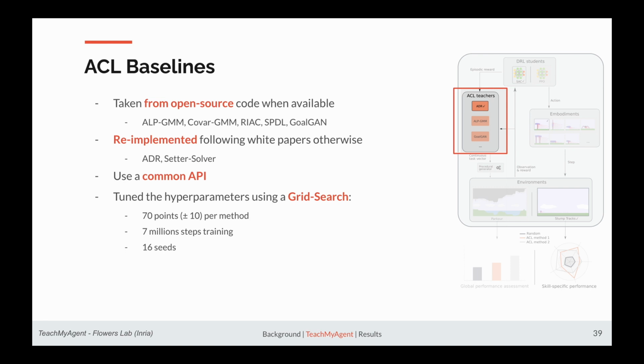We tune the hyperparameters of each method using a grid search. So we used approximately 70 points for each method in a 7 million steps training setup with 16 seeds. We provide all the setups in our appendices. And we chose the range of each hyperparameter given the white papers.